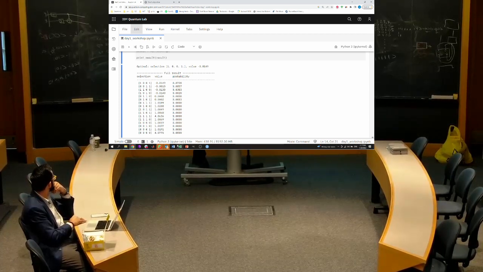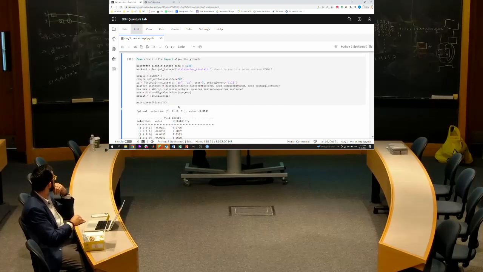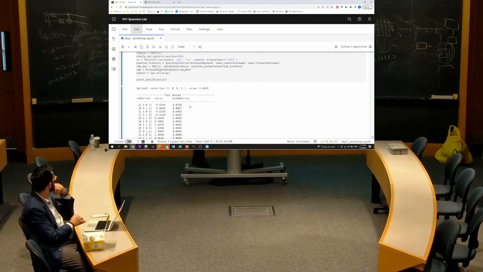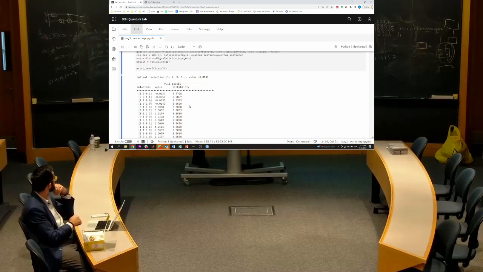Am I sure? Can I trust this result? If I think that 87% chance that this is the right answer is sufficient, then I'm done. If not, what I'll need to do is run more shots. So instead of like 1,001, I can do 10,001. It will take longer, but it will tighten up the probabilities, and I'll see that the probability for the right answer will get higher, and the other ones will get lower.